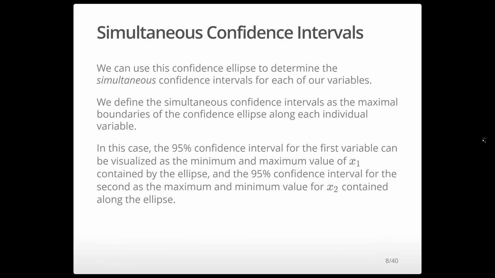We can use this confidence ellipse to get simultaneous confidence intervals for each of our variables separately. We define the simultaneous confidence intervals as the maximal boundaries along the ellipse for each individual variable. So in this case, the x and y axis. We can think of the 95% confidence interval for the first variable as the minimum and maximum values of x1 contained by the ellipse. And we can think of the 95% confidence interval for the second variable as the minimum and maximum values for x2, which is along the y-axis here, along the ellipse.